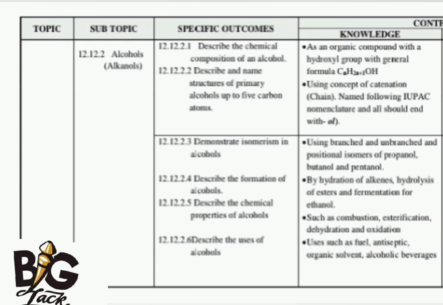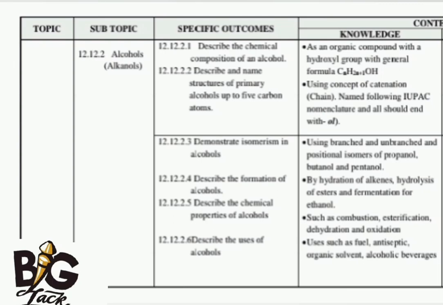When you talk of chemical properties, alcohols can undergo combustion. Under combustion you can have complete combustion and incomplete combustion. When an alcohol undergoes complete combustion, water and carbon dioxide are produced. When it undergoes incomplete combustion, carbon monoxide and water are produced.